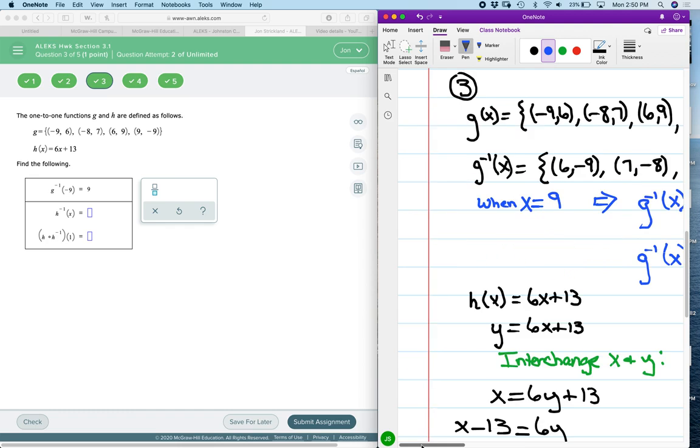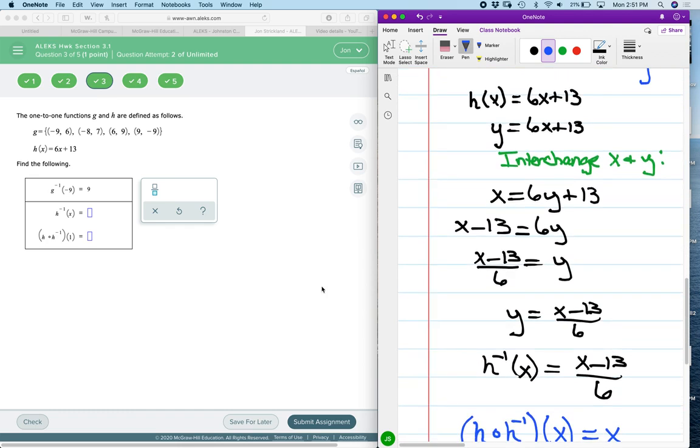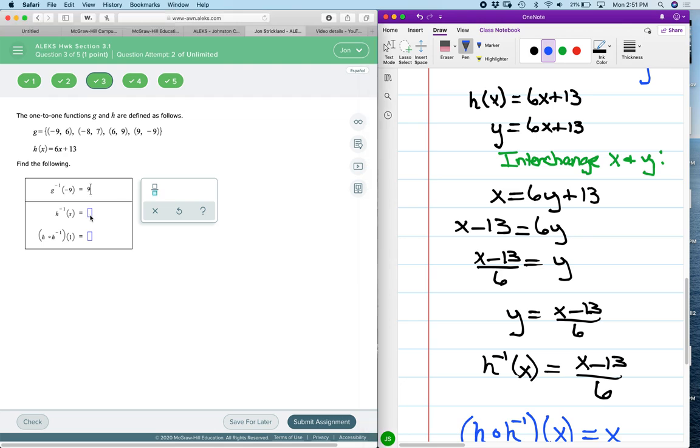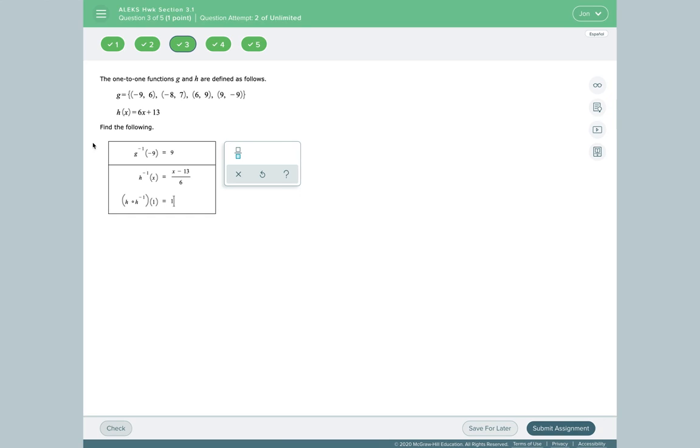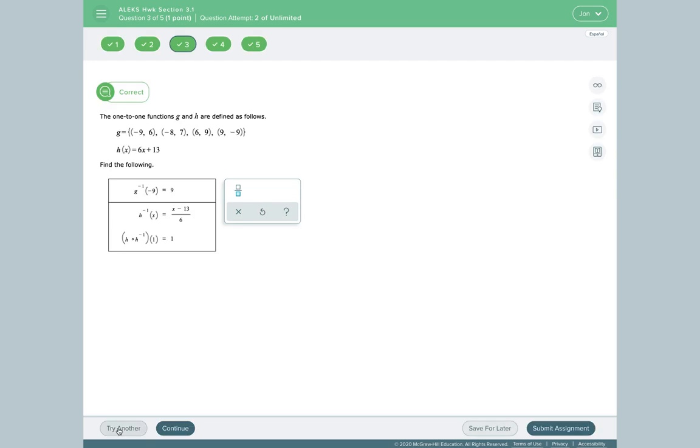And for the inverse of h of x, we're going to have x minus 13, and taking that expression, we divide by 6. And for the composition between h and its inverse, the composition between a one-to-one function and its inverse composes so that the output is the same as the input, and it comes out to 1. So upon checking, the result is correct.